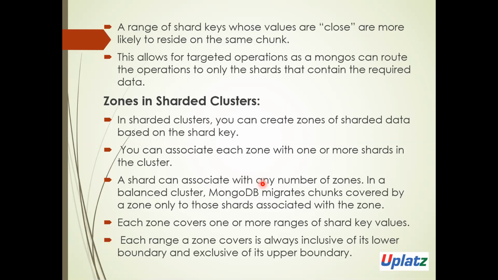In a balanced cluster, MongoDB will migrate the chunks covered by the zone, not only to the shard associated with the zone, but each zone covers one or more ranges of shard key values. Each range a zone covers is always inclusive of its lower boundary and exclusive of its upper boundary. So this is how we can create a zone on our sharded data based on the shard key.